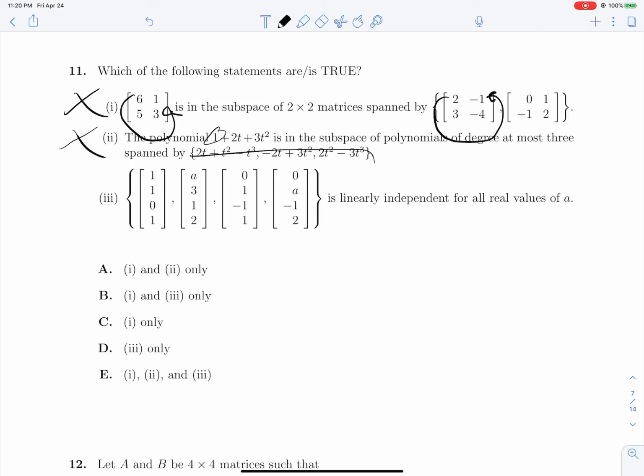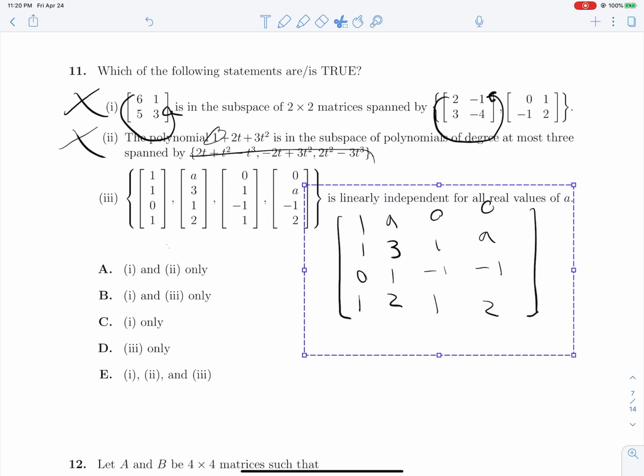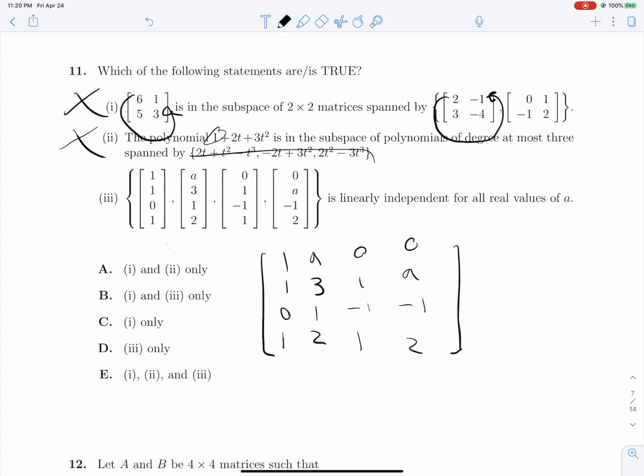What about 3? This set is linearly independent for all real values of A. Well, let's make this into a nice big augmented matrix: 1, 1, 0, 1, A, 3, 1, 2, 0, 1, -1, 1, 0, A, -1, 2. And let's reduce away, see if we can get something interesting out of this. So what should we do? Let's subtract row 2 from row 4. No, let's actually subtract row 4 from row 2. That will give us a 0 here, a 1 here, a 0 here, and an A minus 2 there. What else? Let's subtract row 3 from row 2. That gives us a 0, a 1, and plus 1 here, so A minus 1.